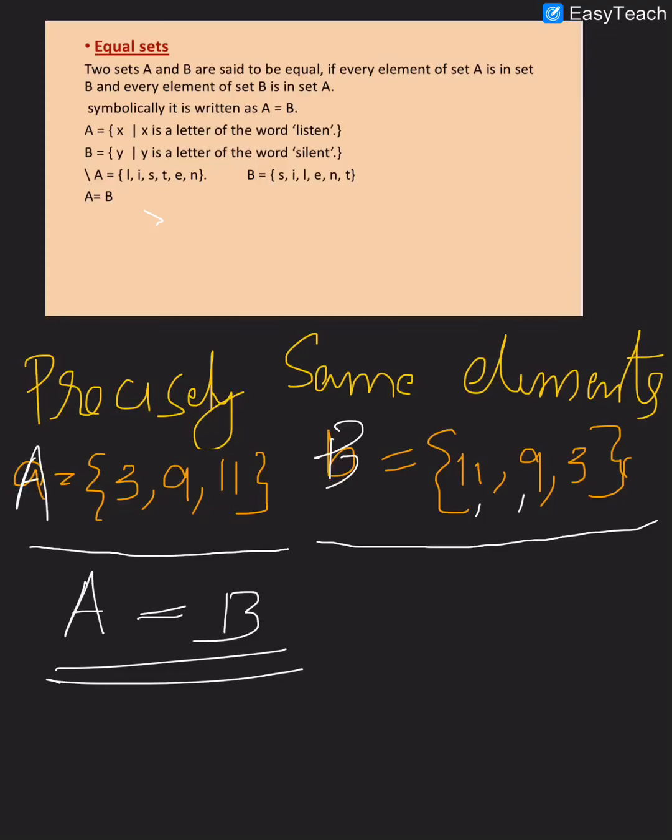Here is an example I have given. X is a letter in the word LISTEN, and Y is a letter in the word SILENT. So we can write the elements L, I, S, T, E, N. The same is here: L, I, S, T, E, N. So they are the same, A equals B. For two sets A and B to be equal, every element of set A must be in set B, and every element of set B in set A. All the elements should be in both sets. Then we can say A and B are equal.